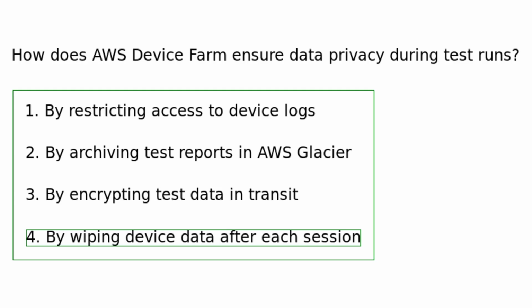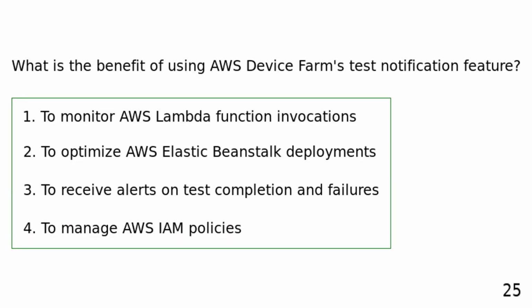AWS Device Farm ensures data privacy during test runs by wiping device data after each session, preventing unauthorized access and maintaining confidentiality of test data. What is the benefit of using AWS Device Farm's test notification feature?